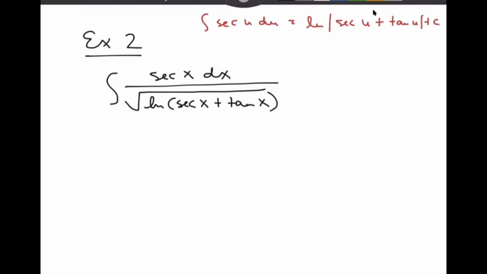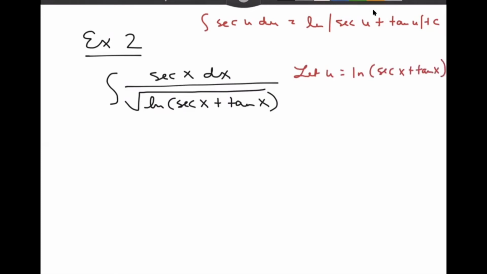Well, with every integration rule, you get a free differentiation rule. So this also suggests to me that the derivative of natural log absolute value secant u plus tangent u is just secant u. So I think I see a substitution in here. Why don't we let u equal the natural log of secant x plus tangent x.